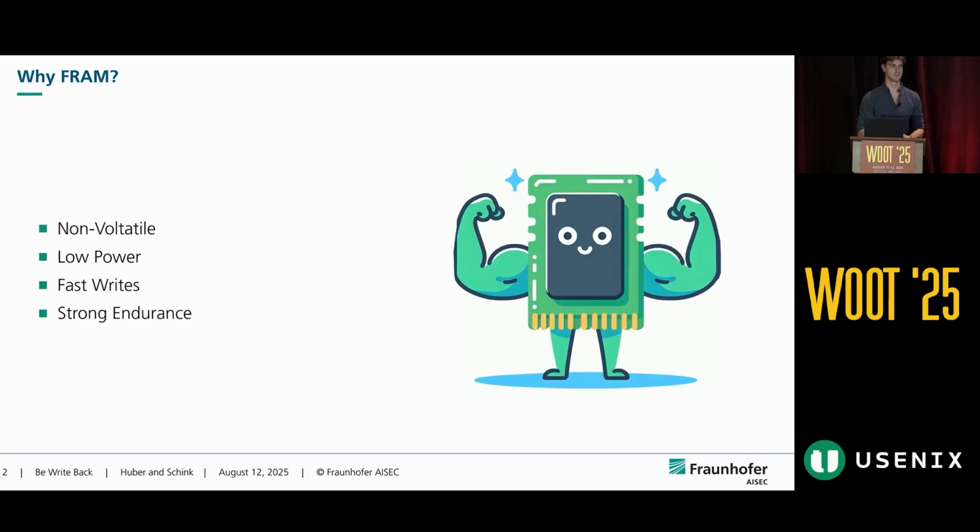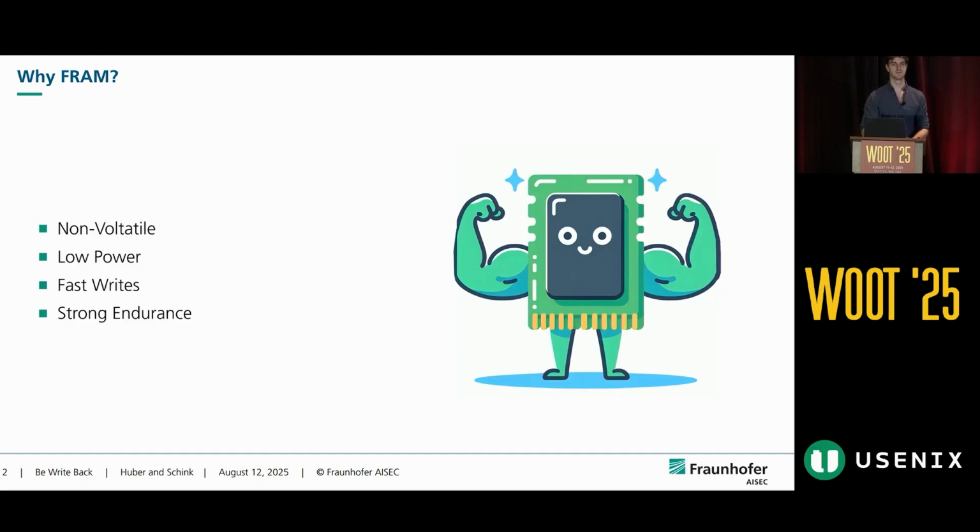Why is that? First, FRAM is non-volatile, so we don't have to deal with any backup batteries. Second, FRAM is low power. Compared to flash, flash requires high voltages for writing, which is inefficient in terms of power. FRAM uses low voltages, which is more power efficient. Then FRAM offers fast writes, again compared to flash.